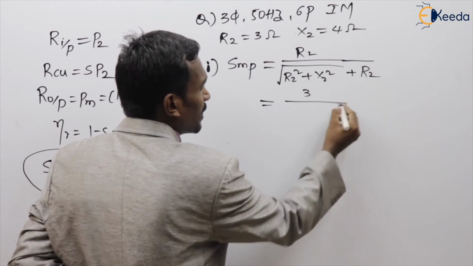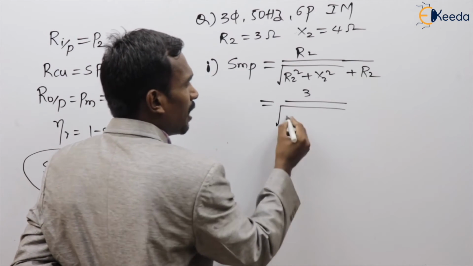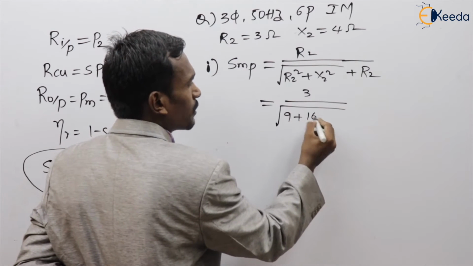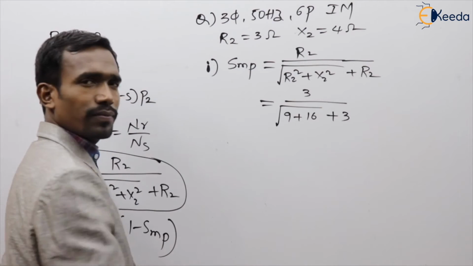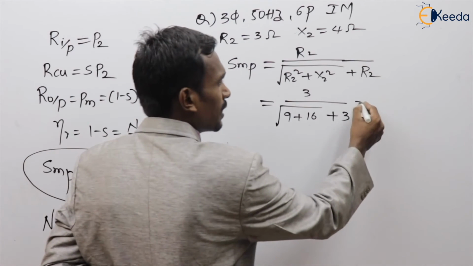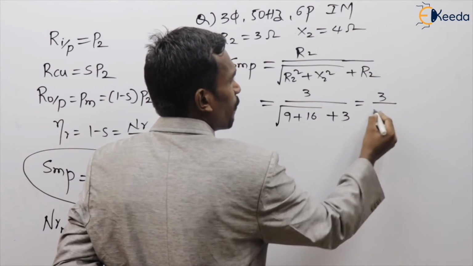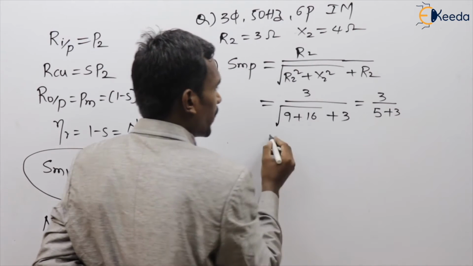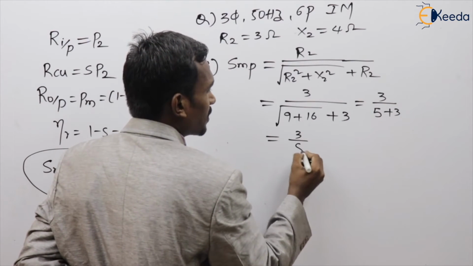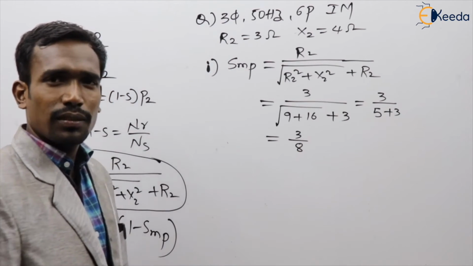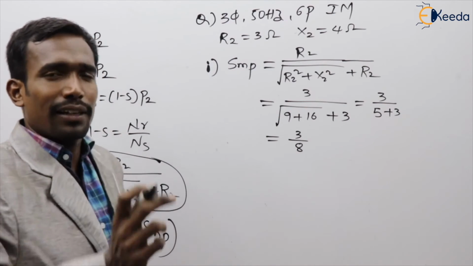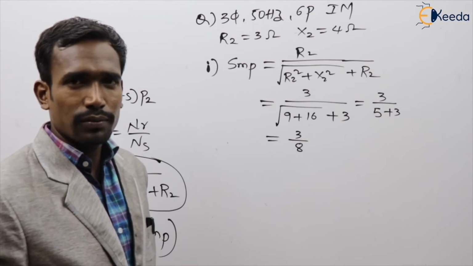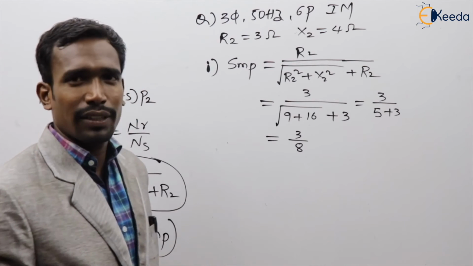Tell me what is the answer? R2 is 3, divided by square root of 3 square plus 4 square, plus 3. So finally, 3 divided by 5 plus 3, which is 3 divided by 8. This is the slip at maximum power.